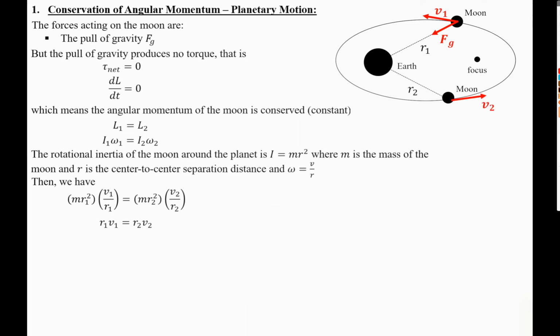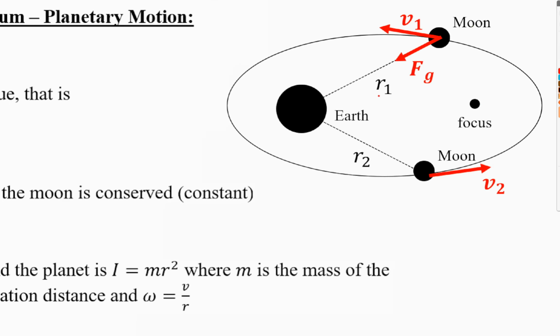which means, now what do point 1 and point 2 represent? Point 1 is a point on the ellipse, and point 2 is a different point. Now v1 would be the speed of the Moon at point 1, and v2 would be the speed of the Moon at point 2. Recall that because r changes, the speed of the Moon at each point changes.